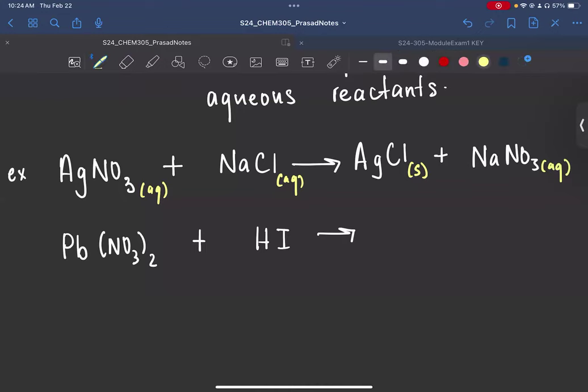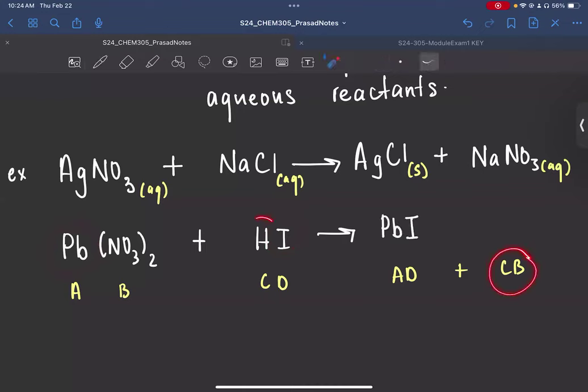All right, let's see if we can identify our A, B, our C, and D. We know that our final answer is going to be AD plus CB. Matching everyone together, AD, this becomes PbI. CB is H and NO3, this becomes HNO3. All we've done is just match them according to the generic reaction.